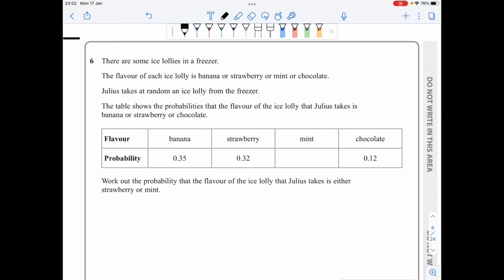For question 6, let the probability of selecting mint be x. And to find x, I'm just going to add everything and equate it to 1. So 0.35 plus 0.32 plus x plus 0.12 should be 1. So x comes out to be 0.21.